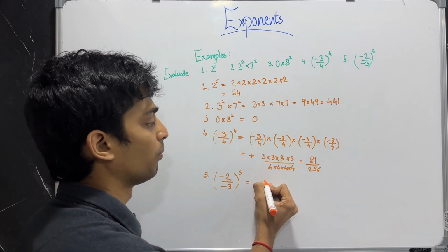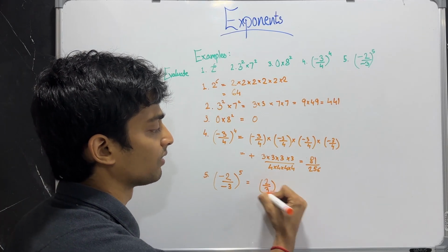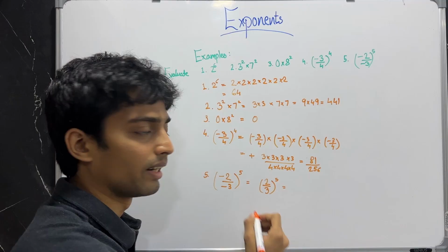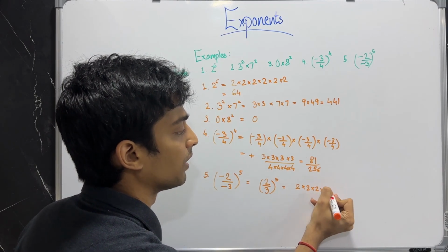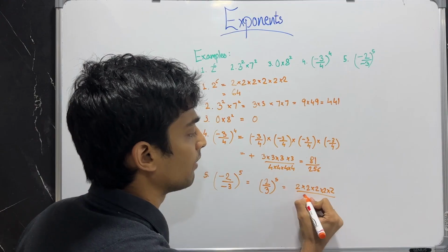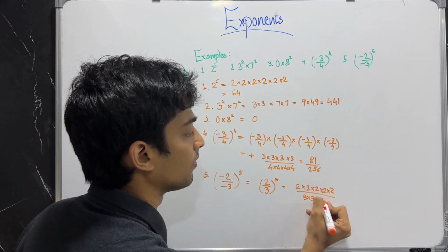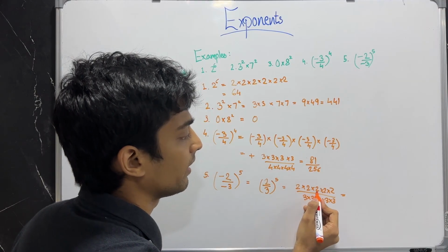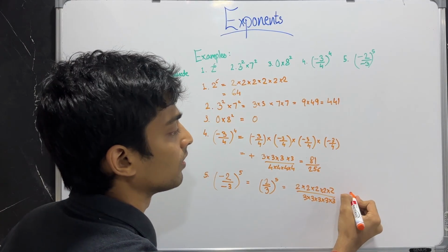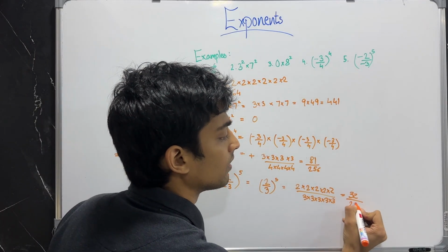So we can write 2 upon 3, the whole raised to 5, and then we can write it as 2 getting multiplied 5 times upon 3 getting multiplied 5 times. And then we get 4, 8, 16, 32 upon 243.